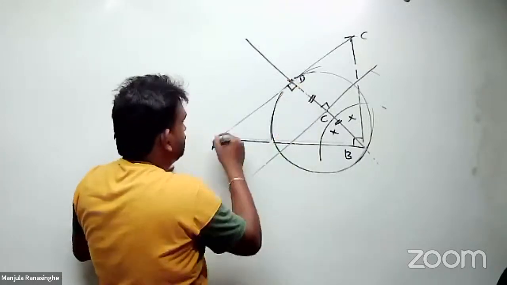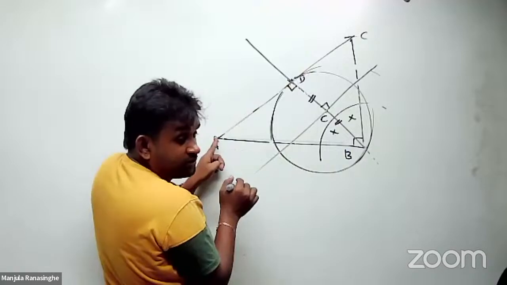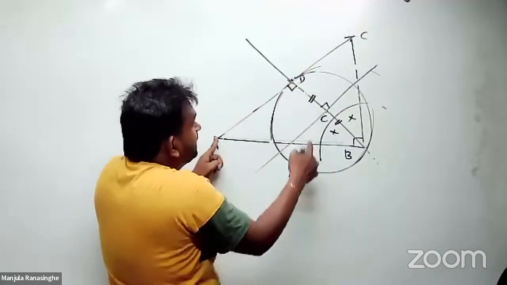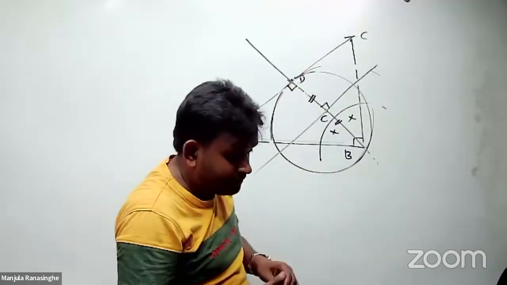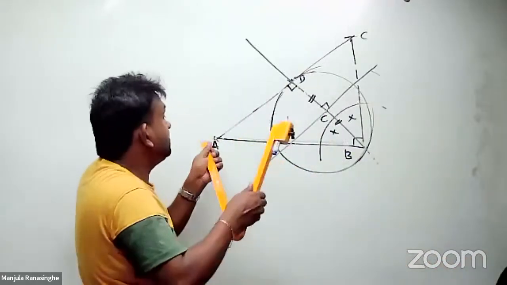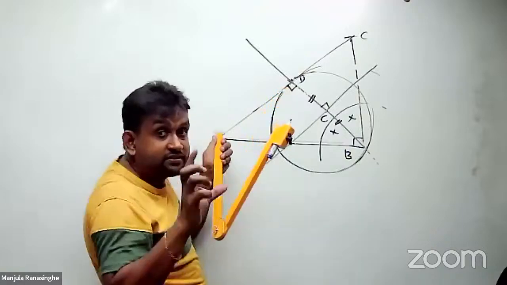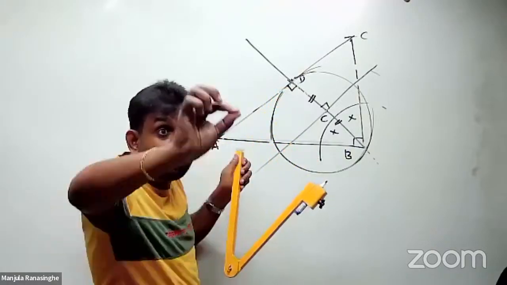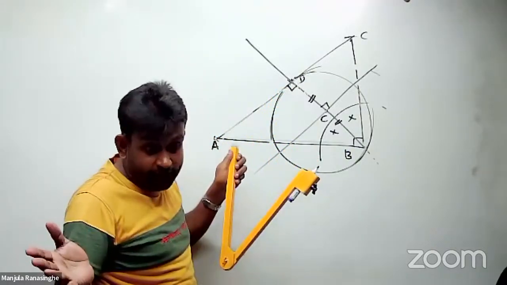This is one tangent, AD, from an external point. Then they ask you to draw another tangent to the circle. How do you draw it? This is the way. Take this AD length, because the concept is that tangents drawn from an external point are equal in length.